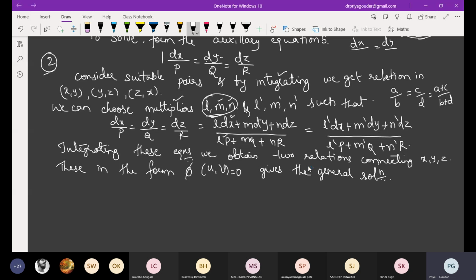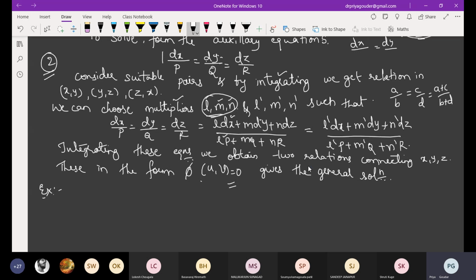Ultimately, you need to get two relations, maybe u and v, which are functions of x, y, z. And the final solution is written in the form phi of u comma v equal to 0. This gives the general solution. If you remember, in the first semester, you used to do it for linear and non-linear equations. You used to get two values, C1, C2, and write the combined solution as the product, in a similar format. So this is how the general solution is written.